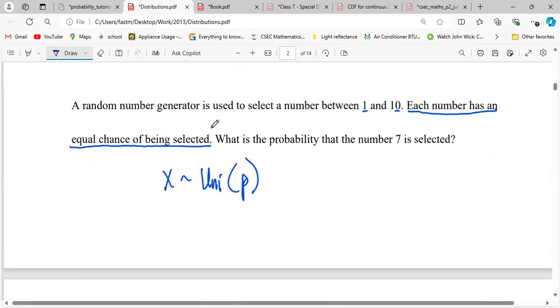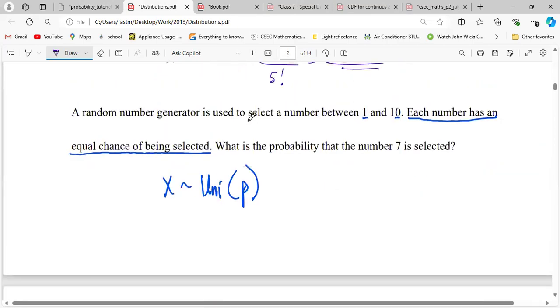Let me see if I can get a uniform example. A random number generator is used to select a number between 1 and 10. So remember, it looks like a rectangle: 1 here, 10 here. Each number has an equal chance of being selected. That's uniform, so the graph will look like a rectangle.